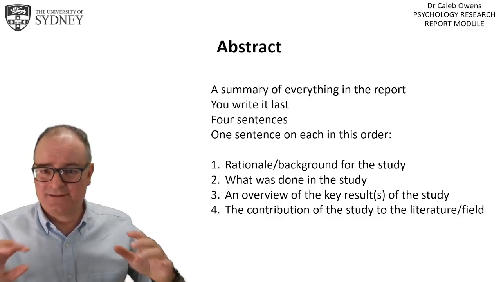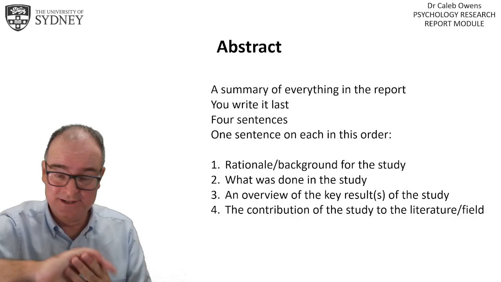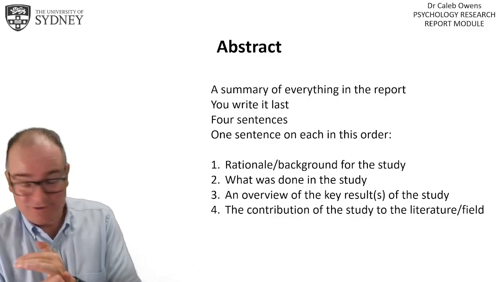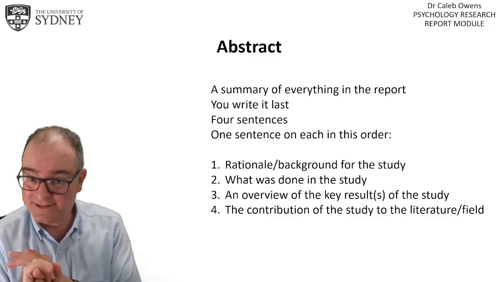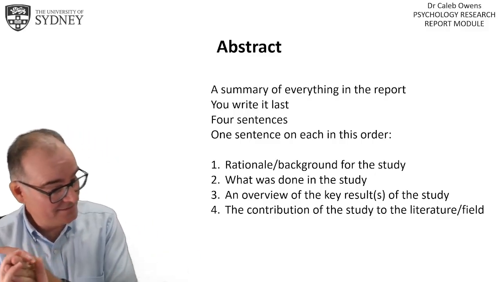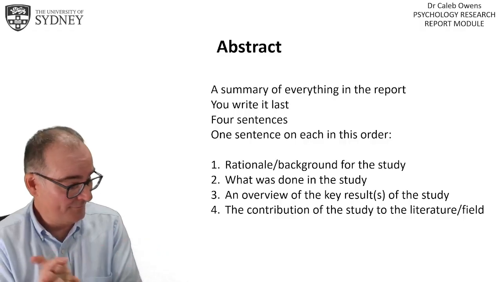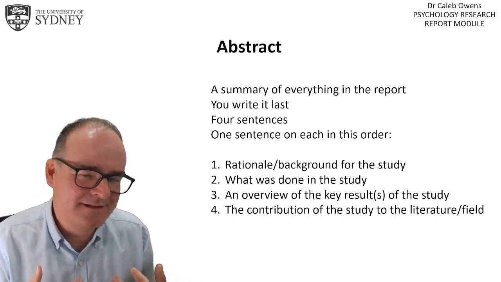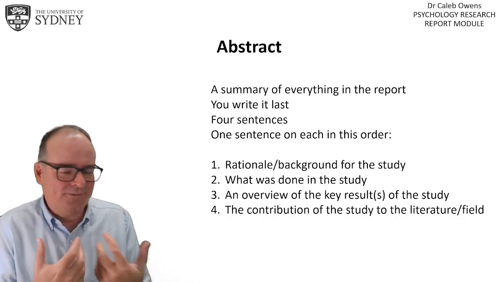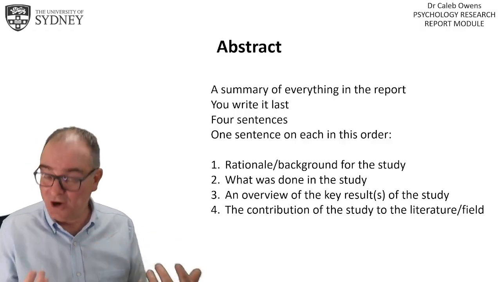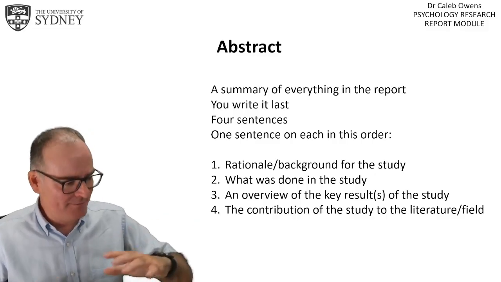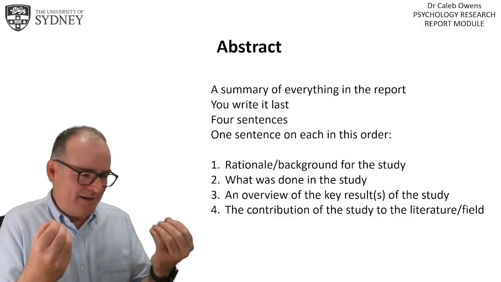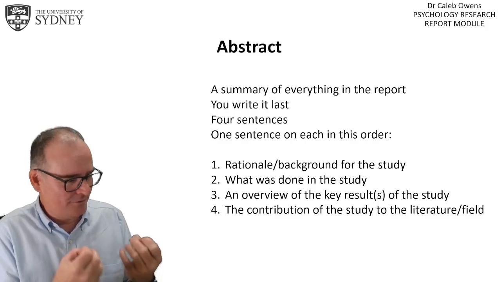In the abstract, the way I suggest you structure it is 4 sentences. The rationale background for the study, first sentence. What was done in the study, second sentence. Third sentence, an overview of the key results of the study. And fourth, the contribution of the study to the literature field. As with all other aspects of this guide, if you achieve all of those things in that order, that's fine. You might have to add a sentence here, or you might be able to integrate 3 and 4 into one big sentence at the end. That's fine. But you need to make sure those are all there.